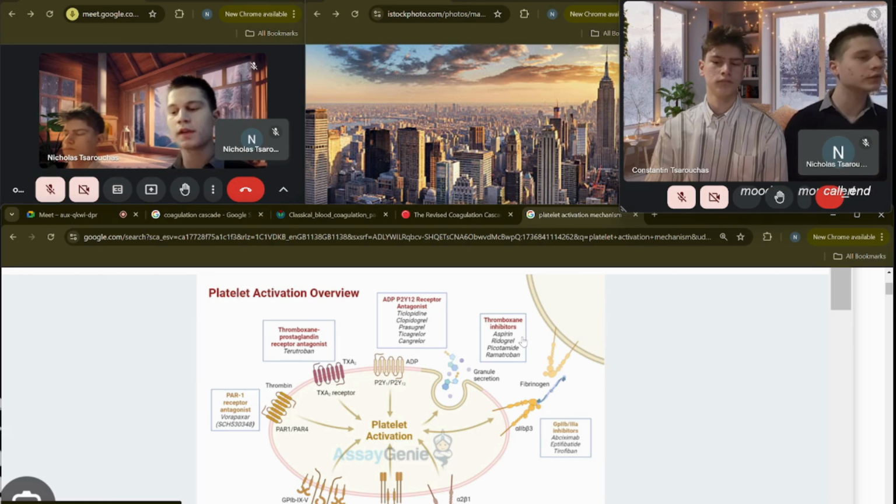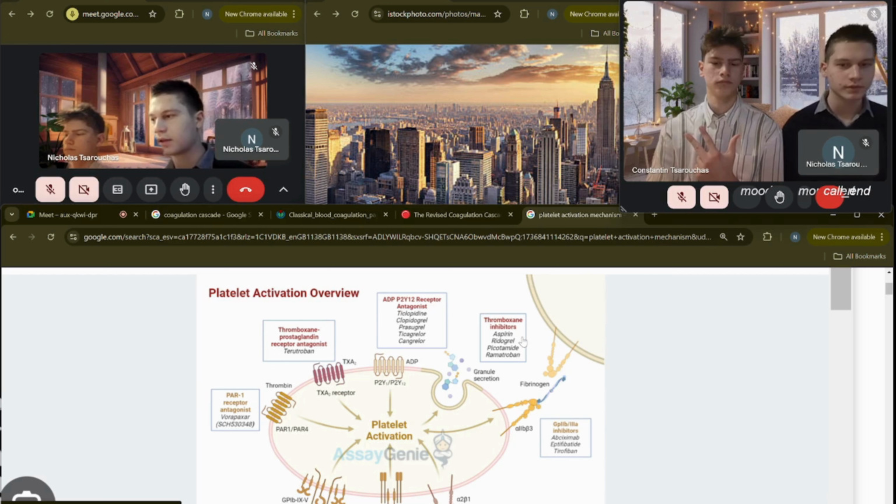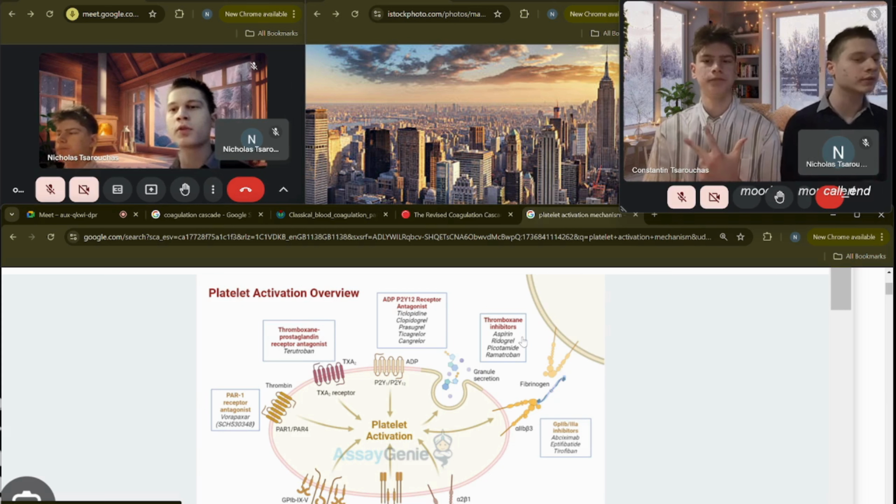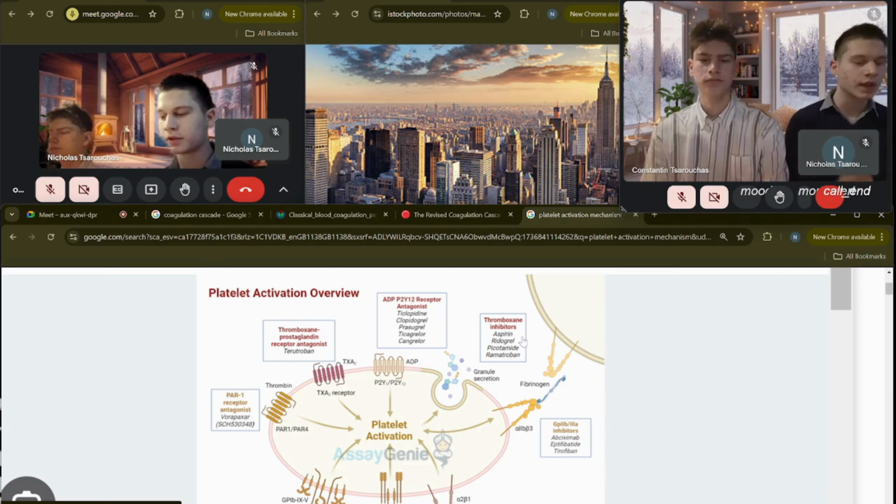And then you have your GP2B3A antagonists. You have abciximab, a monoclonal antibody, and eptifibatide. All right, and these are blocking your integrin binding to fibrinogen, really stopping this aggregation of your platelets.